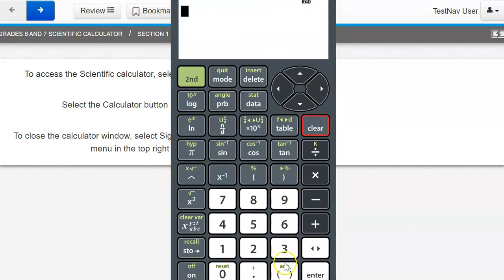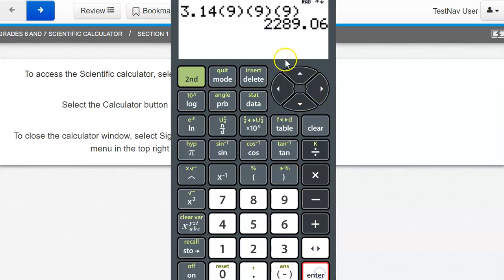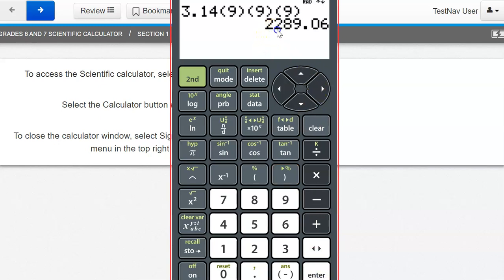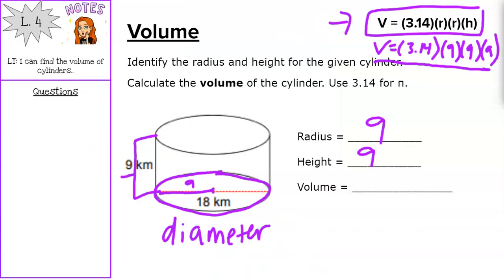So we have 3.14, and then in parentheses, we're going to put 9, and then 9 again, and then 9 again. So we want our calculator to match our formula right here. And since it does, we press enter, and then we get our answer of 2,289.06. 2,289.06 is our volume.